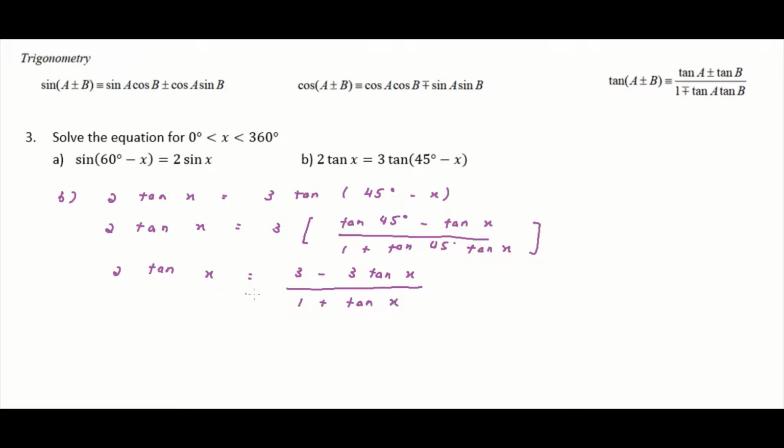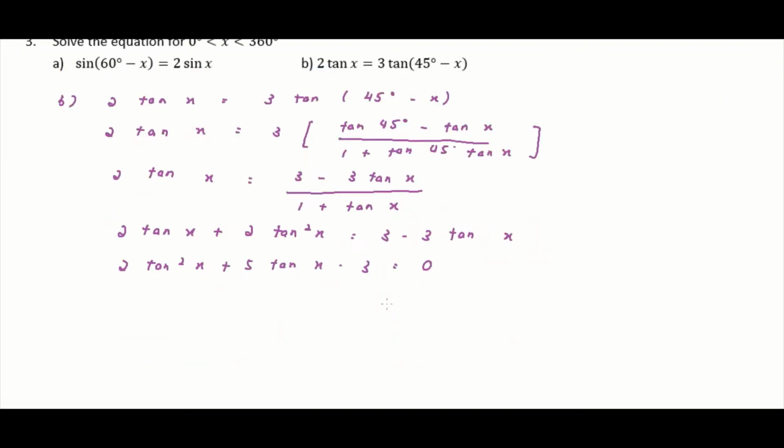So you need to make a quadratic equation here. So 2 tangent x and then plus 2 tangent square x. Okay, so 2 tangent x times 1, you get 2 tangent x. 2 tangent x times tangent x gives you 2 tangent square x. And then equal to 3 minus 3 tangent x. So let us try to rearrange it. So 2 tangent square x plus 5 tangent x minus 3.